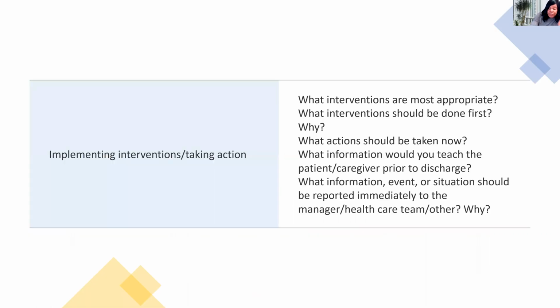So, implementing interventions, taking action. What interventions are most appropriate? What interventions should be done first? Why? We always ask the why. It's great that you're coming to the conclusion and bringing up the correct responses. Perfect, but why are you getting there? How are you getting there? What information would you teach the patient or caregiver prior to discharge? Important information they also want to know. What information, event, or situation should be reported immediately to the manager, to the healthcare team, anybody else, and why?